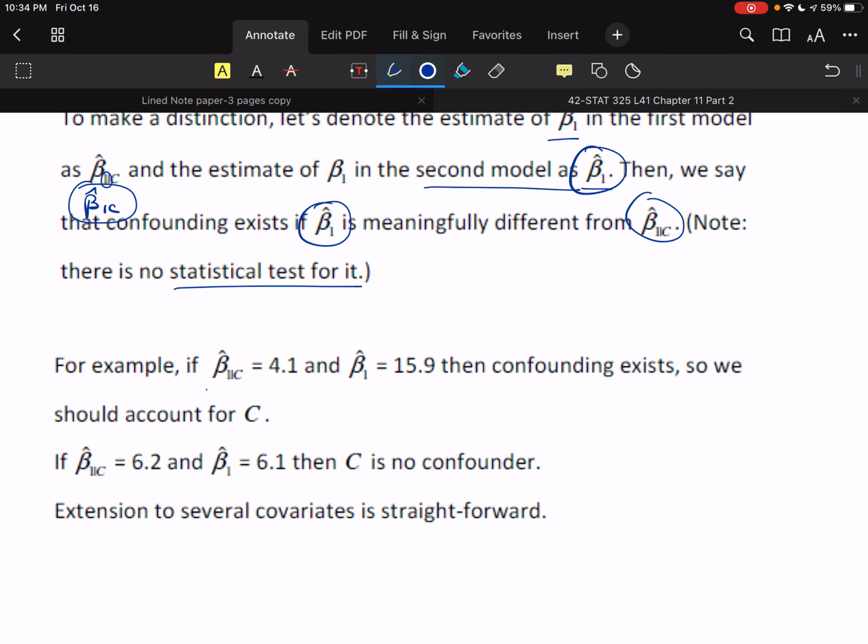So if beta 1C hat is equal to 4.1 and beta 1 hat is equal to 15.9, there's a big difference there, and so we say that we see confounding. There's obviously a difference between 4.1 and 15.9, and so we should account for C. However, if we have 6.2 and 6.1, then we would definitely say that C is not a confounder. We could extend this to several covariates as well, so more independent variables here.